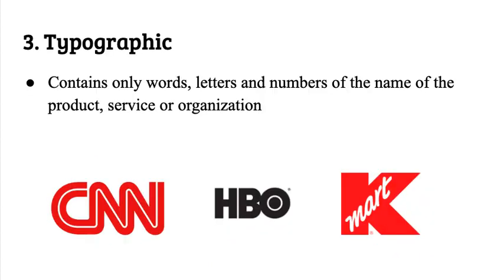We've got typographic, and we saw a lot of this kind of clever typography or typographic stylization in our typography module, right? So only words, letters, and numbers of the name of the product, service, organization. So while this has a big K, it's just Kmart. And then we've got our HBO, our CNN, and everything else that the logo consists of is just the type. And we see a lot of people's initials for self-branding with this type of logo.